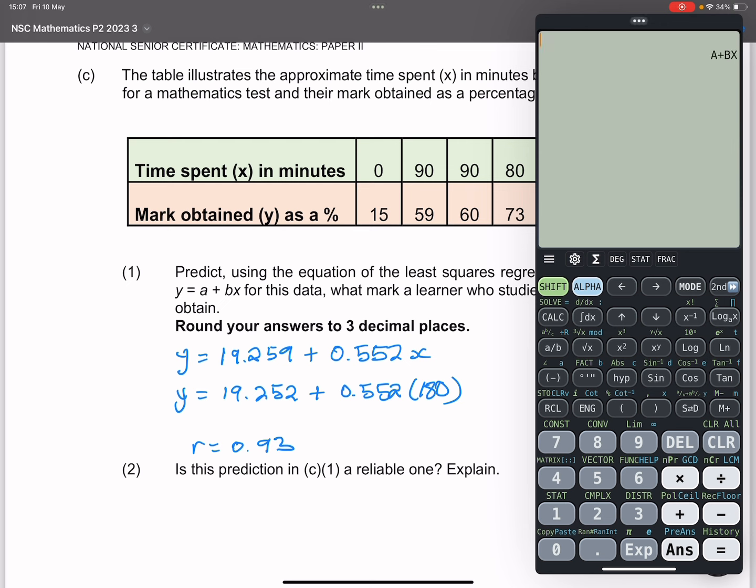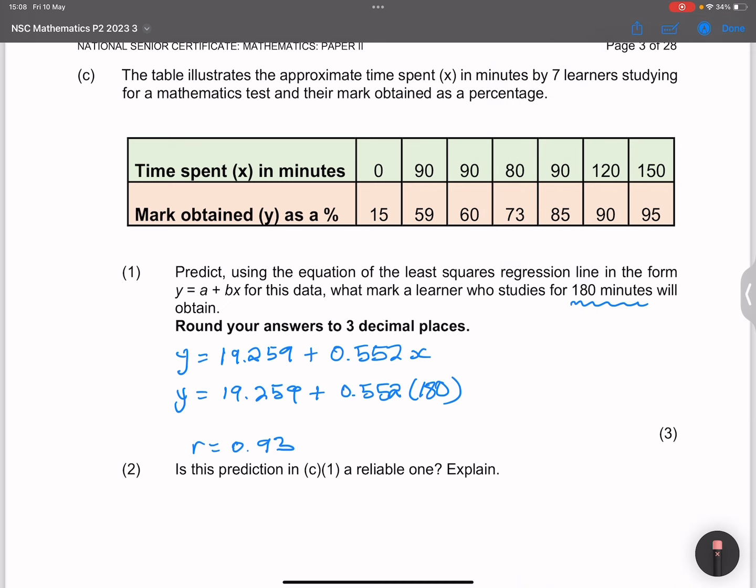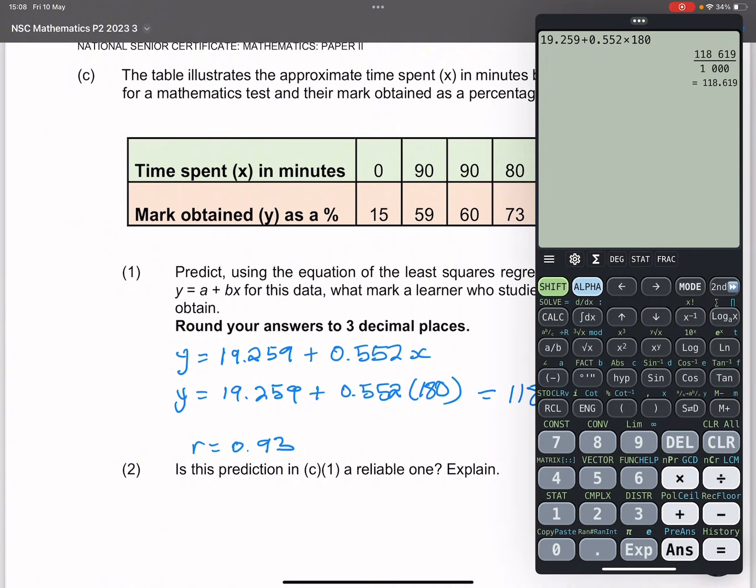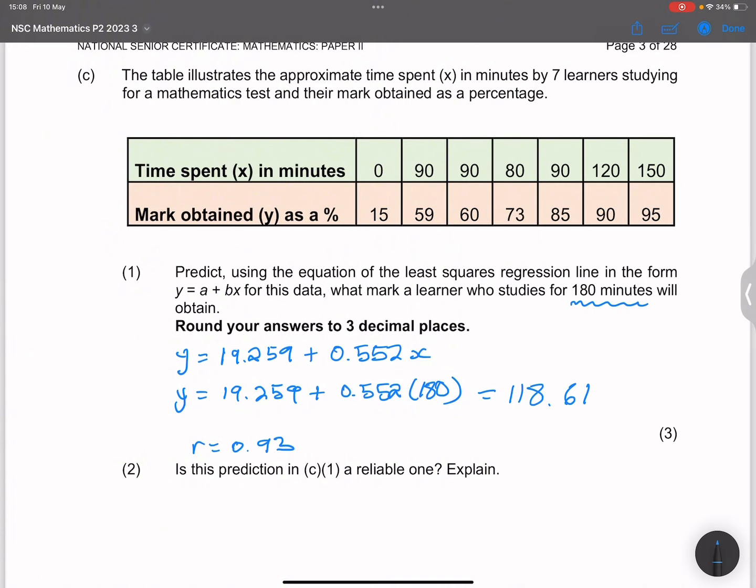Right, so firstly, let me calculate there. I wrote 252 there for some reason. Okay, 259 plus 0.552 multiplied by 180. And in this case, I get a value of 118.619. Okay, so that's the value that I'd get. Oh, that's over 100%, ladies and gents.